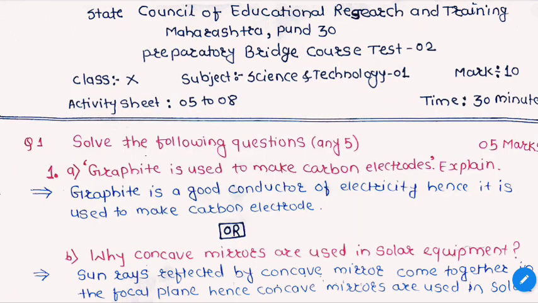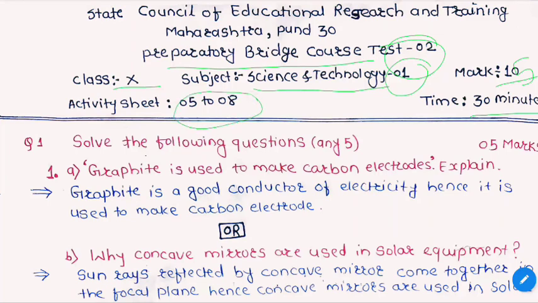Today we have to see the preparatory bridge course test 2 of class 10th, subject Science and Technology Part 1. This test is for 15 marks and the time is 30 minutes. This whole exam is based on activity sheet numbers 5 to 8.